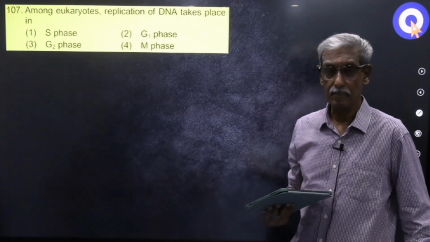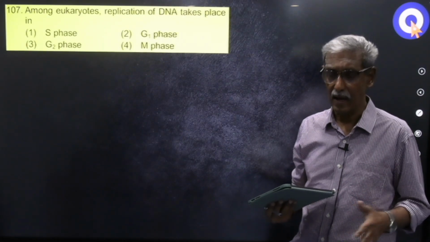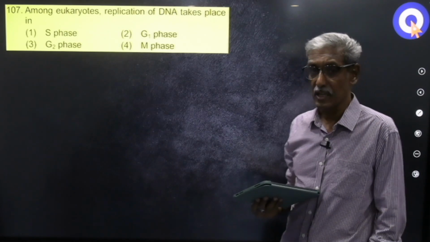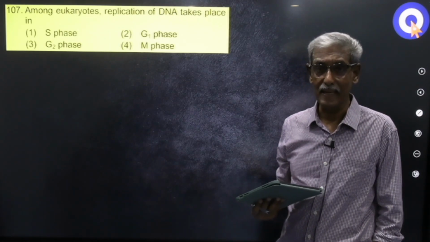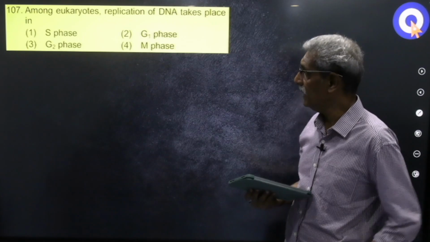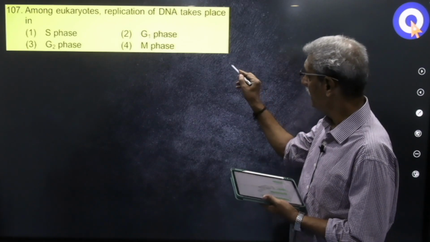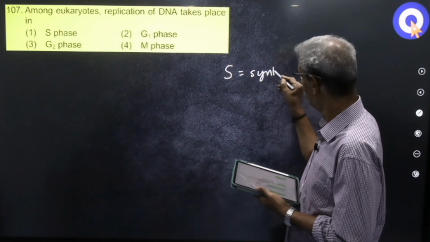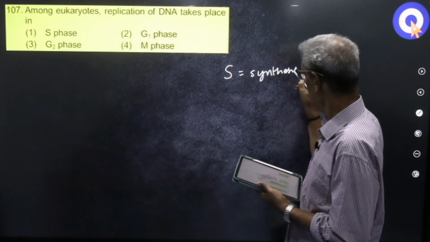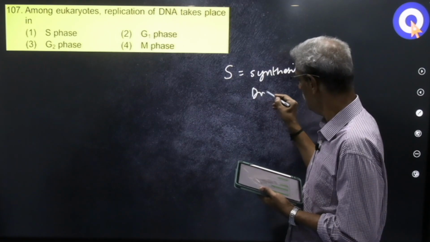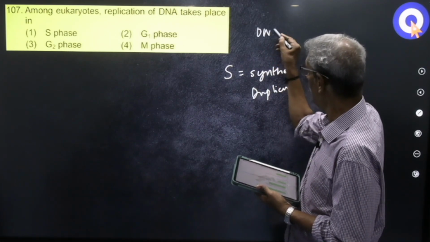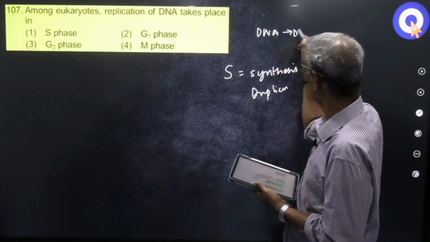Among eukaryotes, if we take higher plants, higher organisms, remember DNA replication, that is the doubling of the DNA, making DNA, always occurs in the S phase. S refers to the synthesis phase. So what is meant by synthesis? Synthesis means DNA duplication. DNA duplication means a DNA strand making a DNA strand.